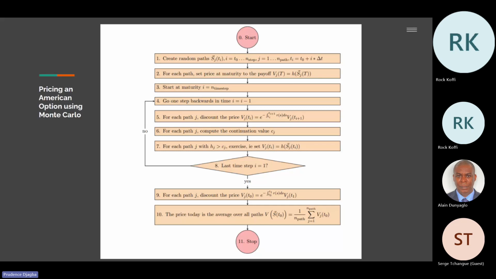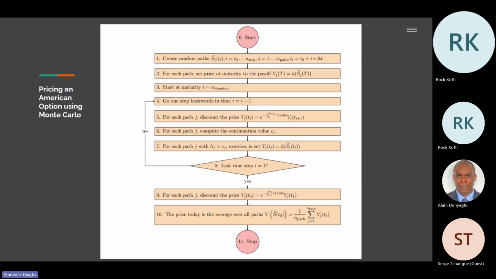And we reach the supremum at the time t, the first instance where the payoff is larger than the value of the price. So these different steps show the price using Monte Carlo simulation. And the first step, as I mentioned earlier, is to simulate the different paths by using the Euler scheme method.